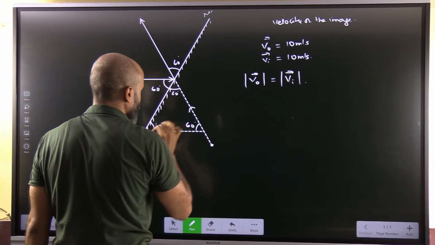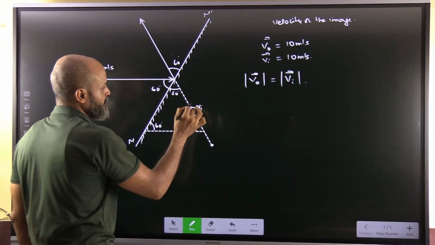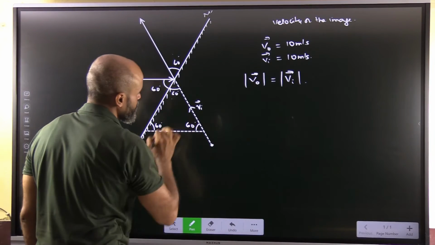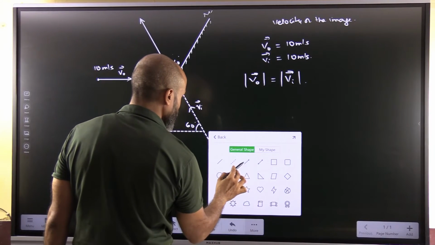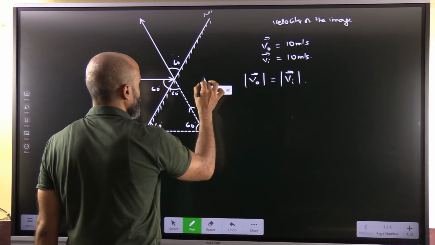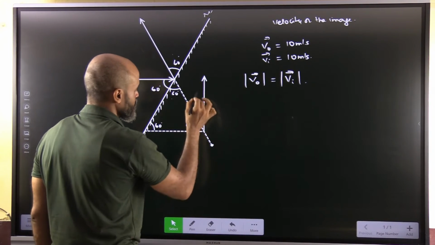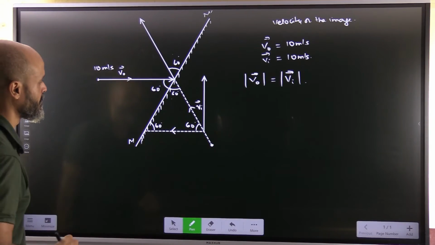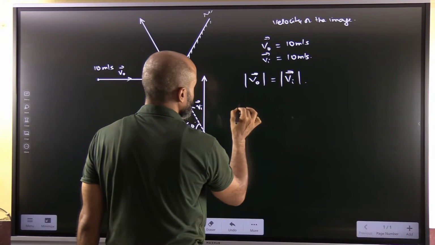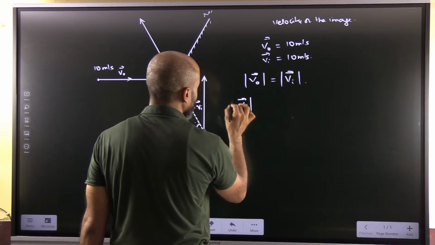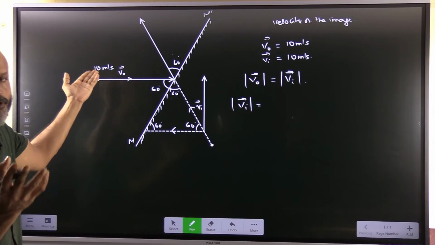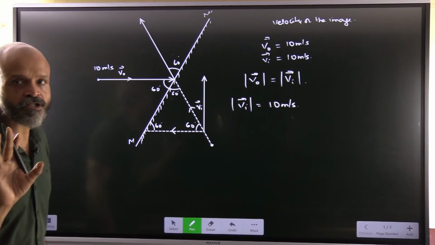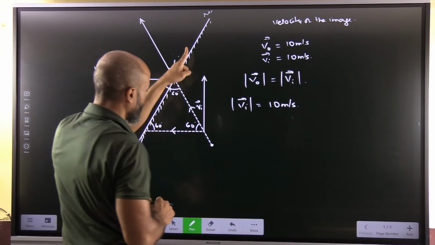Now this is the velocity. Let's say this is the velocity of the image. This is the velocity of the object. The velocity of the object is in this direction, the velocity of the image is in this direction. Now if I draw the perpendicular components of the velocity, so this is one and this is the other. So the velocity of the image, what will be its magnitude? Whatever is the magnitude of the velocity of the object, so that is going to be 10 meter per second. This is just the pure magnitude. Now we will calculate its component.